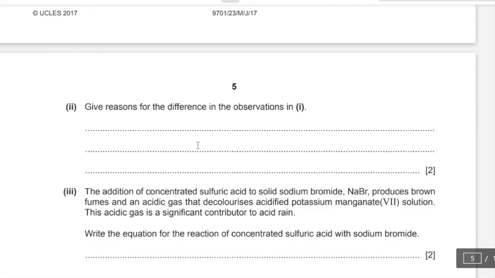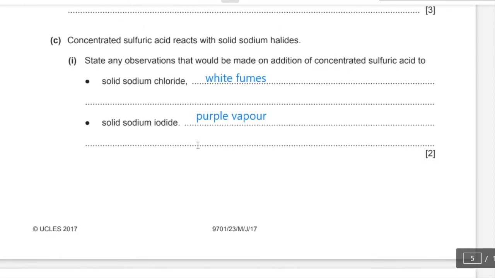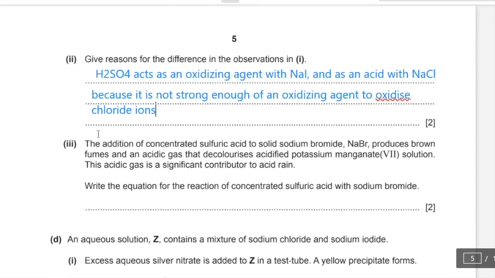2. Give reasons for the difference in the observations in part 1. So the reaction over here is dependent on the strength as oxidizing agent. Sulfuric acid acts as an acid in the first case because it is not a strong enough oxidizing agent to oxidize the chloride ion. So in the first case, chloride ion is a weaker reducing agent than iodide ion, whereas iodide ion is a stronger reducing agent, therefore it gets oxidized by sulfuric acid.